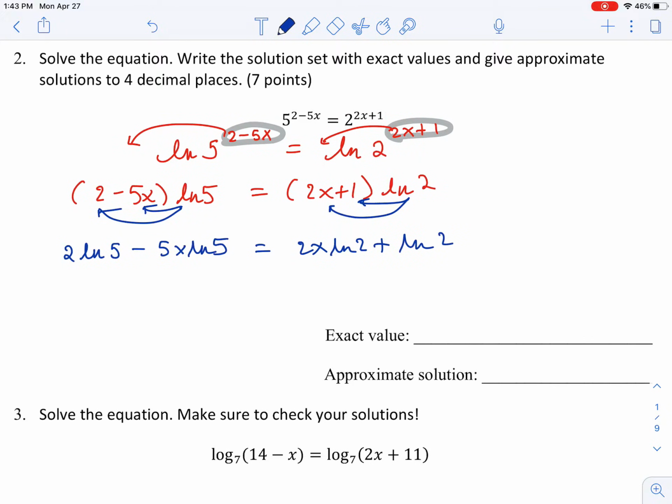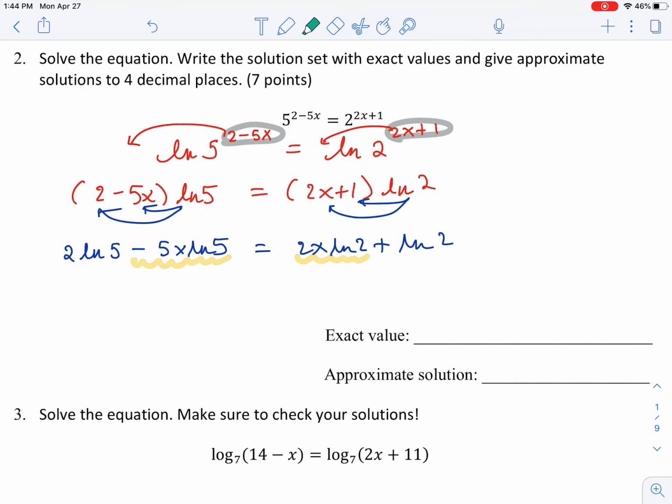All right. What you're going to do is search for all the terms that have x in it. This one has x in it. This one has x in it. I'm going to put them on the same side. And to be honest, I do want to keep them on the right side just because this one is a negative. So I'll do that.